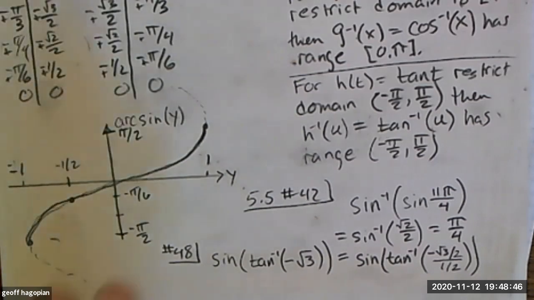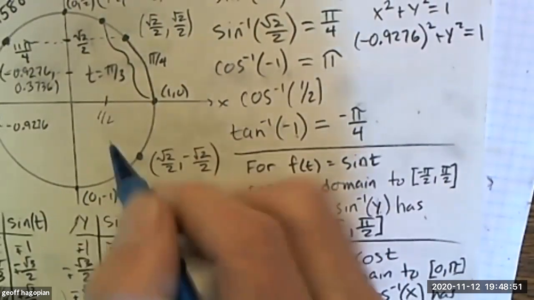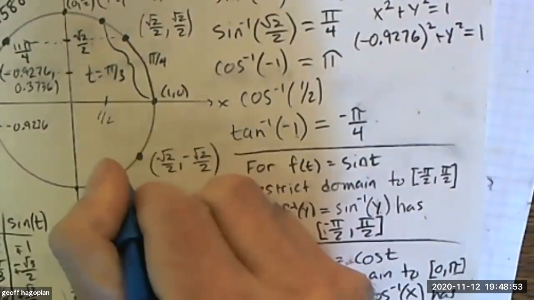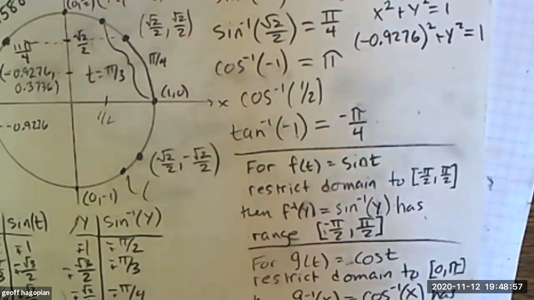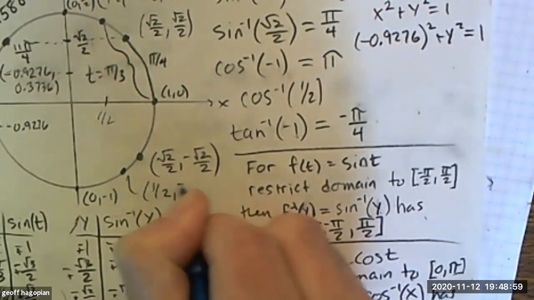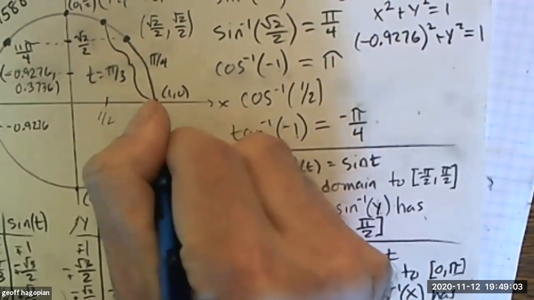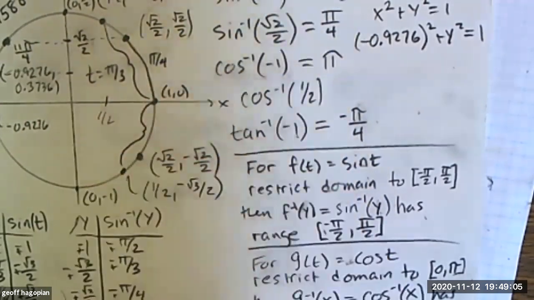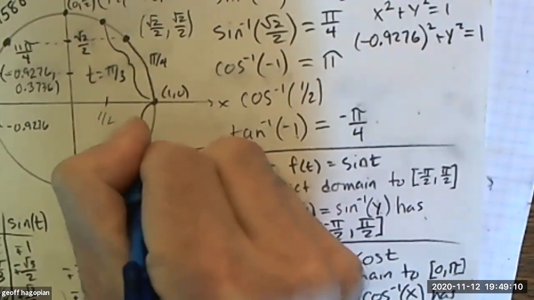Let's dial it up on the unit circle. So the sine is negative. That means we're down here. And we're right here. So x is positive 1/2 and y is negative root 3 over 2. What arc is this then? That's negative pi over 3, right?